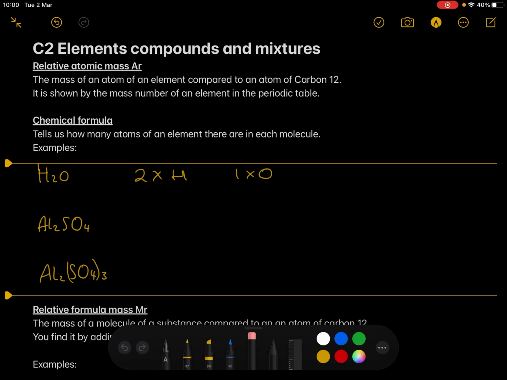Remember, if I wanted to double all of those, I could put a big 2 at the front, and that would double hydrogen and double oxygen. It would double everything there.